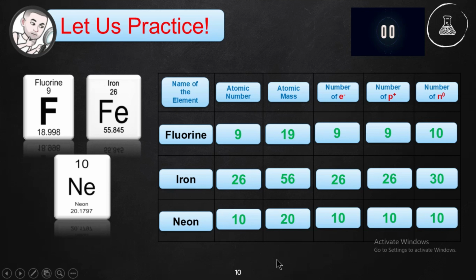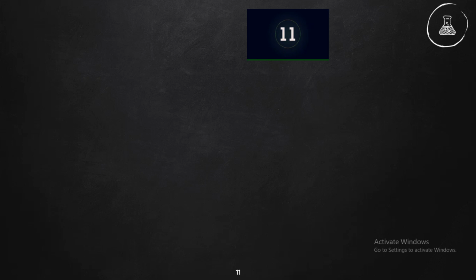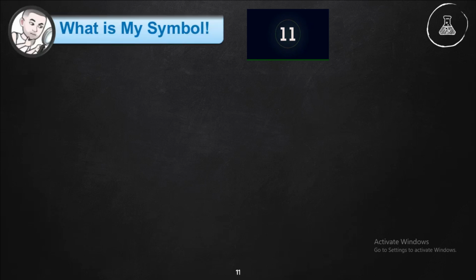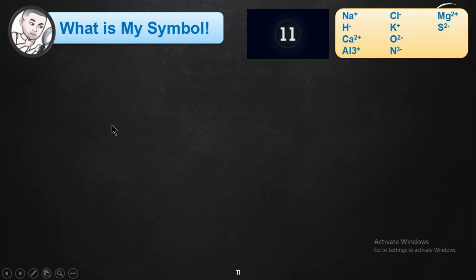If all your answers are correct, congratulations! I have another challenge for you. I will call it, what is my symbol? All you have to do is to identify the symbol of the 10 elements that I'm going to flash on the screen. The symbols are already given. It is written on the upper right side of the slide.